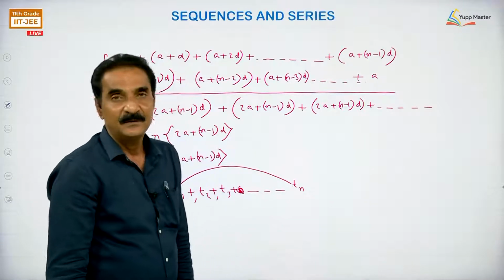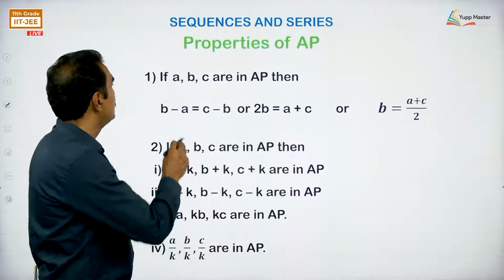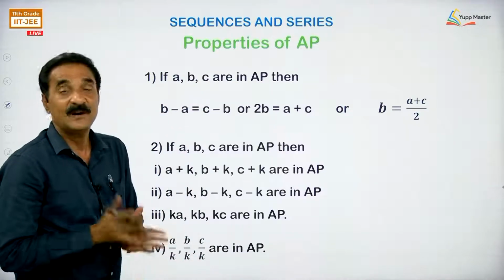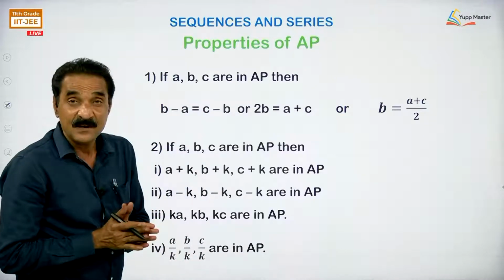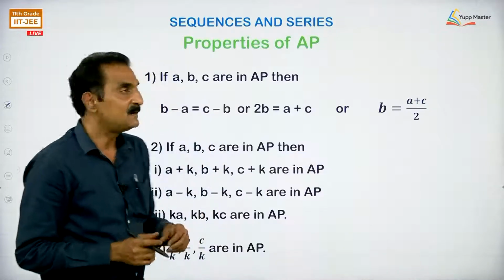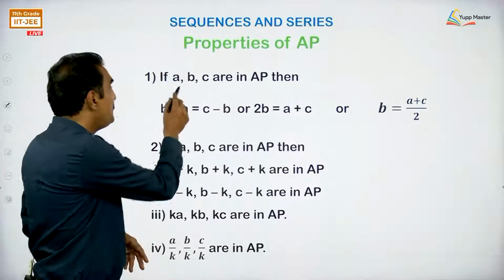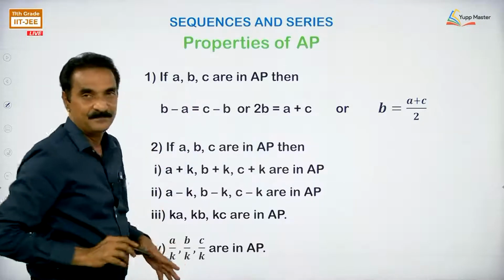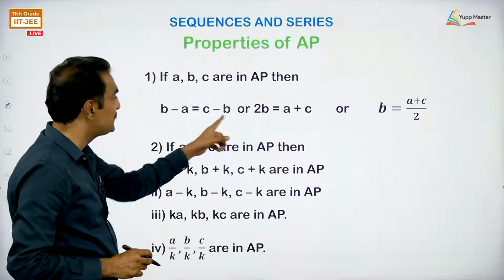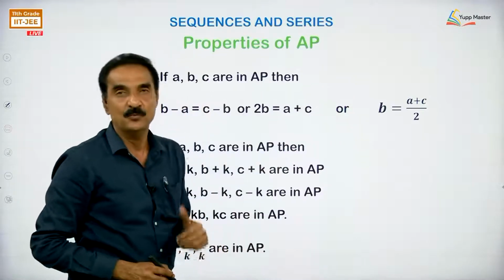Now let us discuss some properties of AP. The first point: if A, B, C are in AP, what does it mean? A, B, C are consecutive terms of the AP, not any terms. Then the difference between A and B should be equal to the difference between B and C. Then B minus A will be equal to C minus B. Then you can write it as 2B is equal to A plus C. Then B is equal to (A plus C) by 2.